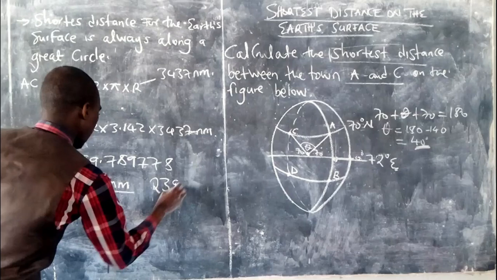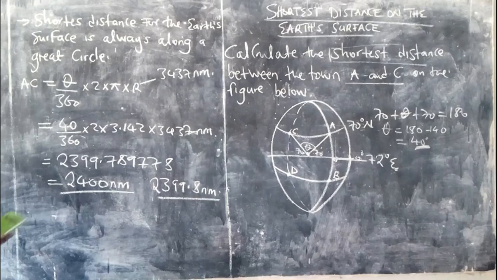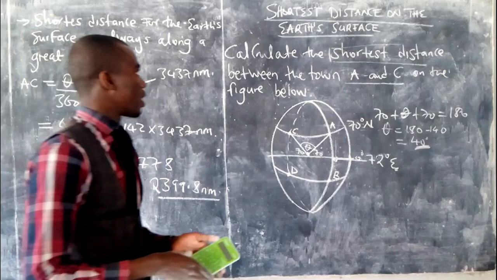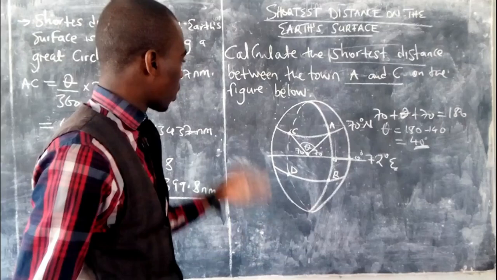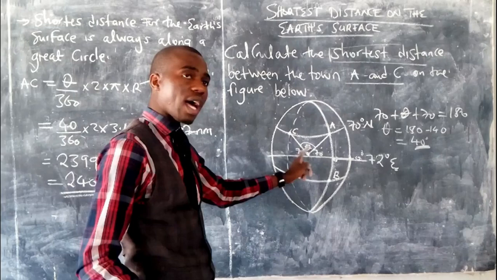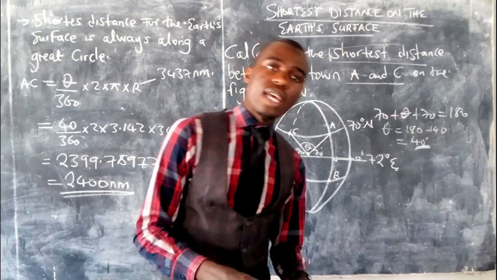23,999.8 nautical miles. Then this one will be okay. Alright, so that is how you deal with the shortest distance on the Earth's surface. Please remember, whenever you are dealing with shortest distance on the Earth's surface, there is where you are supposed to find an angle in a similar manner like this one. And the shortest distance on the Earth's surface is always the distance in a great circle.